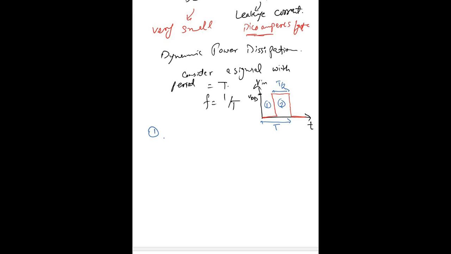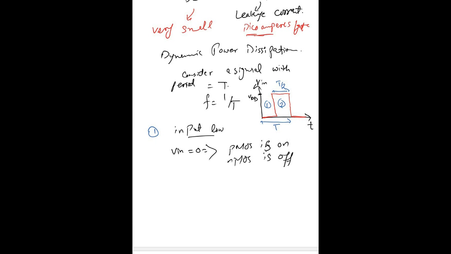First, we have a case when our input is low. Then we can say that Vin is equal to 0, and PMOS is on and NMOS is off. At this case, when Vin is equal to 0, this implies that PMOS is on and our NMOS is off.